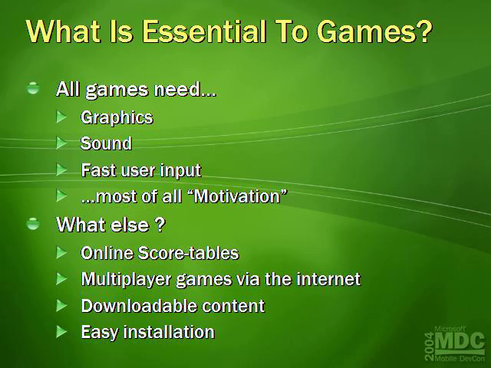And then what else? These are the out-of-the-box things, or the think-outside-the-button areas. You can do online score tables, multiplayers via the internet. You can have downloadable content, very famous these days on Xbox Live. And then, of course, easy installation to get the gamers started. That already is very important for demo versions and beta versions, if you want to run trials, that they are also going very smoothly.